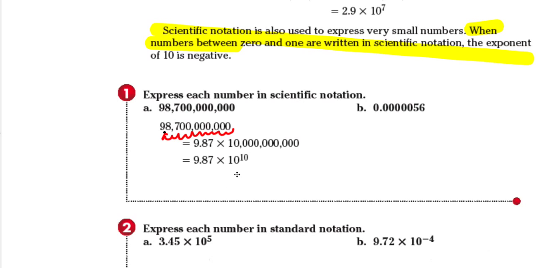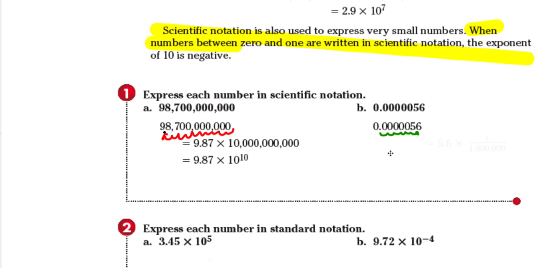Now let's take a look at letter B. This is where it comes in. When numbers are between 0 and 1 and written in scientific notation, the exponent of 10 is negative. So we copy the problem down, 0.00000056. Again, we need to find a number greater than or equal to 1 but less than 10. That would be 5.6. Again, we count from the decimal. How many times did we jump to get to that decimal? 1, 2, 3, 4, 5, 6. So 6 times.